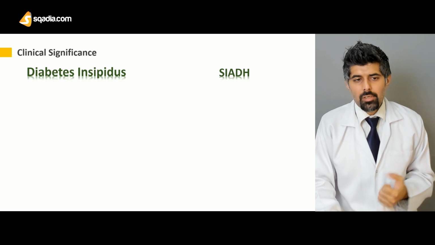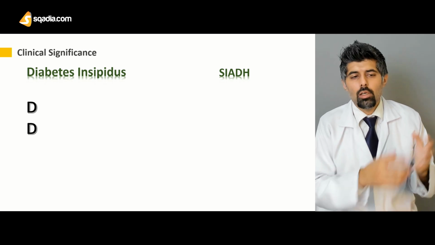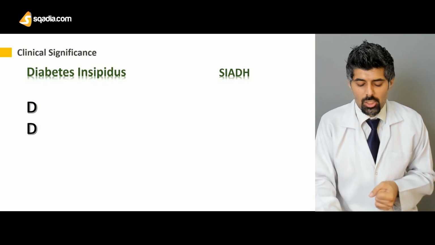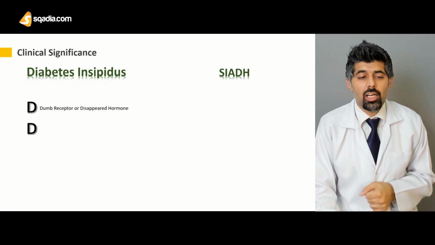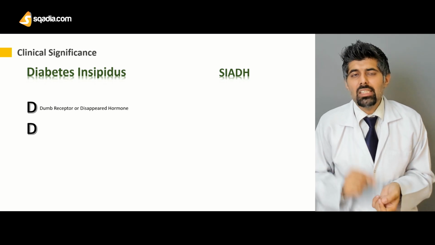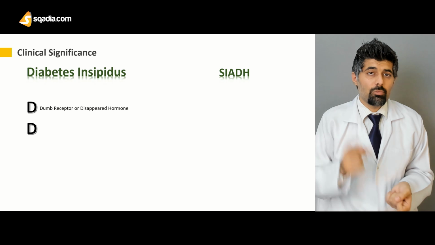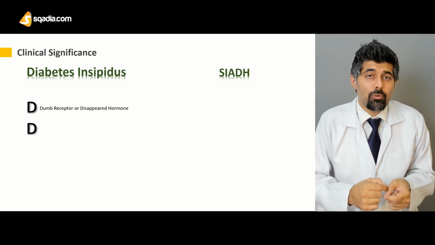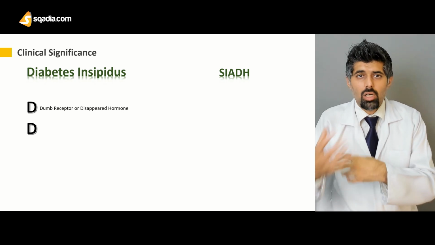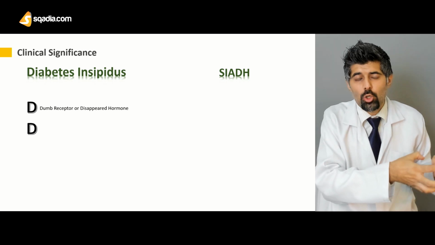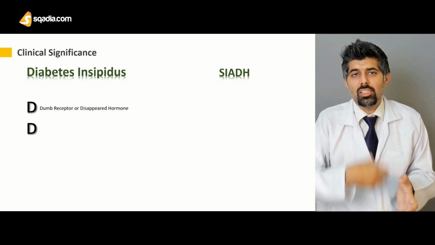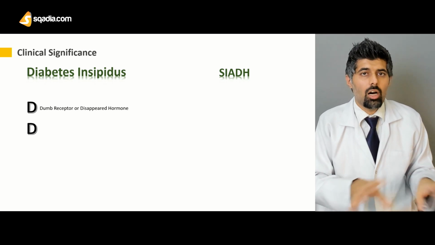Now, it can easily be remembered through a mnemonic for diabetes insipidus. The mnemonic can be TD, where both T's stand for dumb receptors or disappeared hormone. Diabetes insipidus usually results from either receptors which are malformed, so they are not coupled with the ADH hormone. Because of this, the ADH is unable to express its effect. So the receptors are malformed.